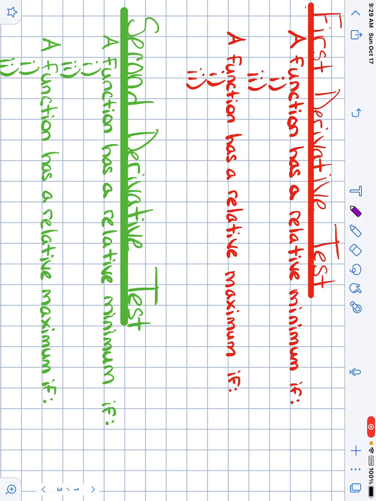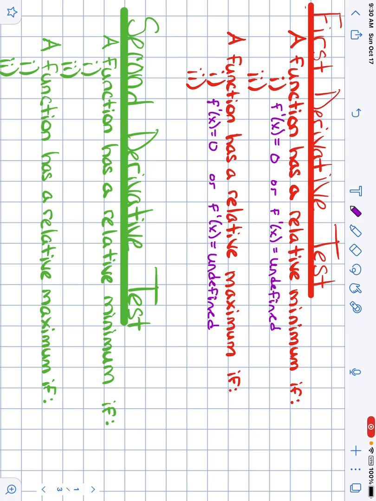Okay, I hope you took the time to actually do that, to pause and determine these criteria. So let's look at the first derivative test. What must be true is that the first derivative must equal 0 or must be undefined. In other words, what are the critical numbers? And the same is true if we're looking for a relative maximum: f prime of x must be 0 or undefined. So those are the criteria. We're looking for those critical numbers, the places where the function could have a relative minimum or a relative maximum.